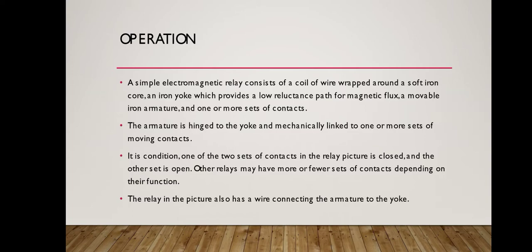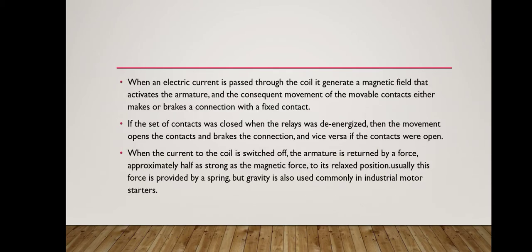Then we will see the operation of a relay. A simple electromagnetic relay consists of a coil of wire wrapped around a soft iron core, an iron yoke which provides a low reluctance path for magnetic flux, a movable iron armature, and one or more sets of contacts. The armature is hinged to the yoke and mechanically linked to one or more sets of moving contacts. In the relay picture, one of the two sets of contacts is closed and the other set is open. Other relays may have more or fewer sets of contacts depending on their function. The relay in the picture also has a wire connecting the armature to the yoke.